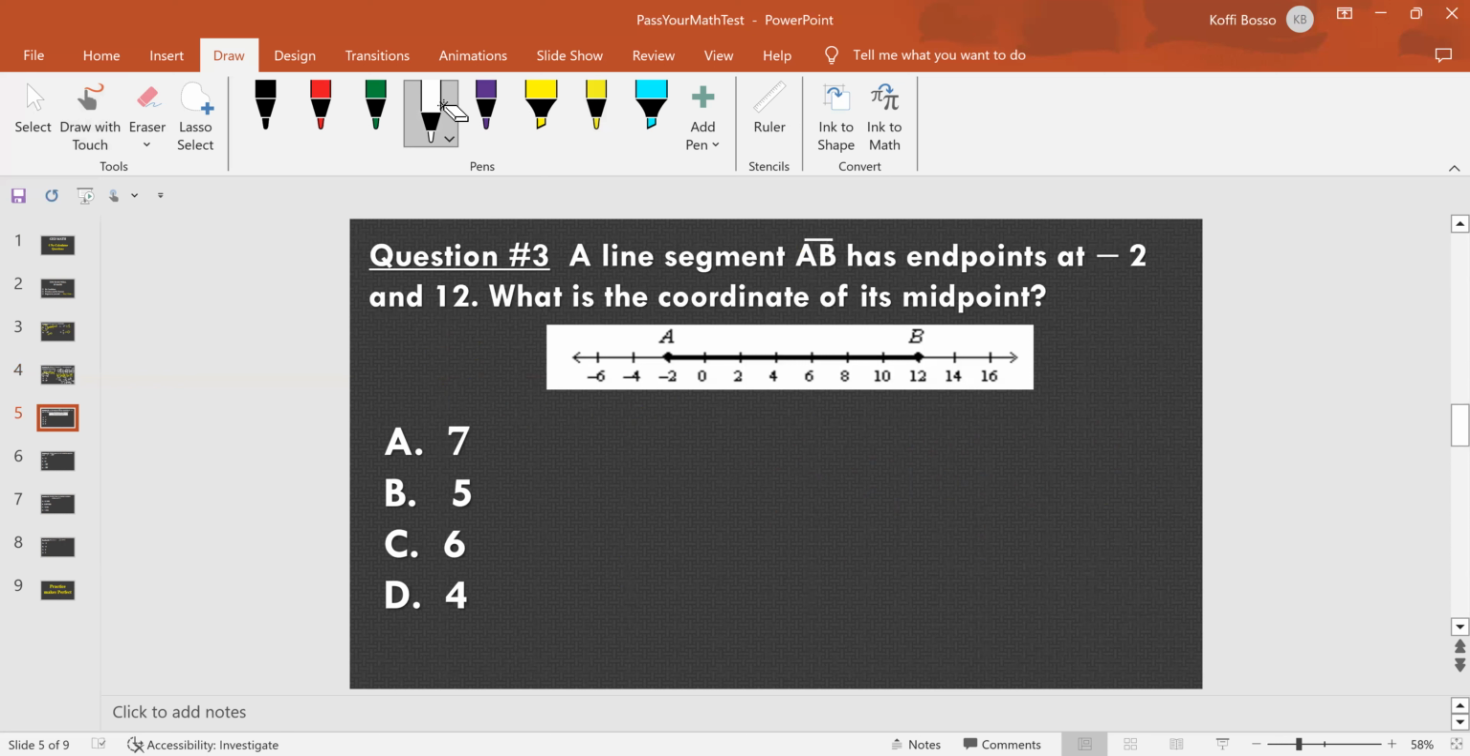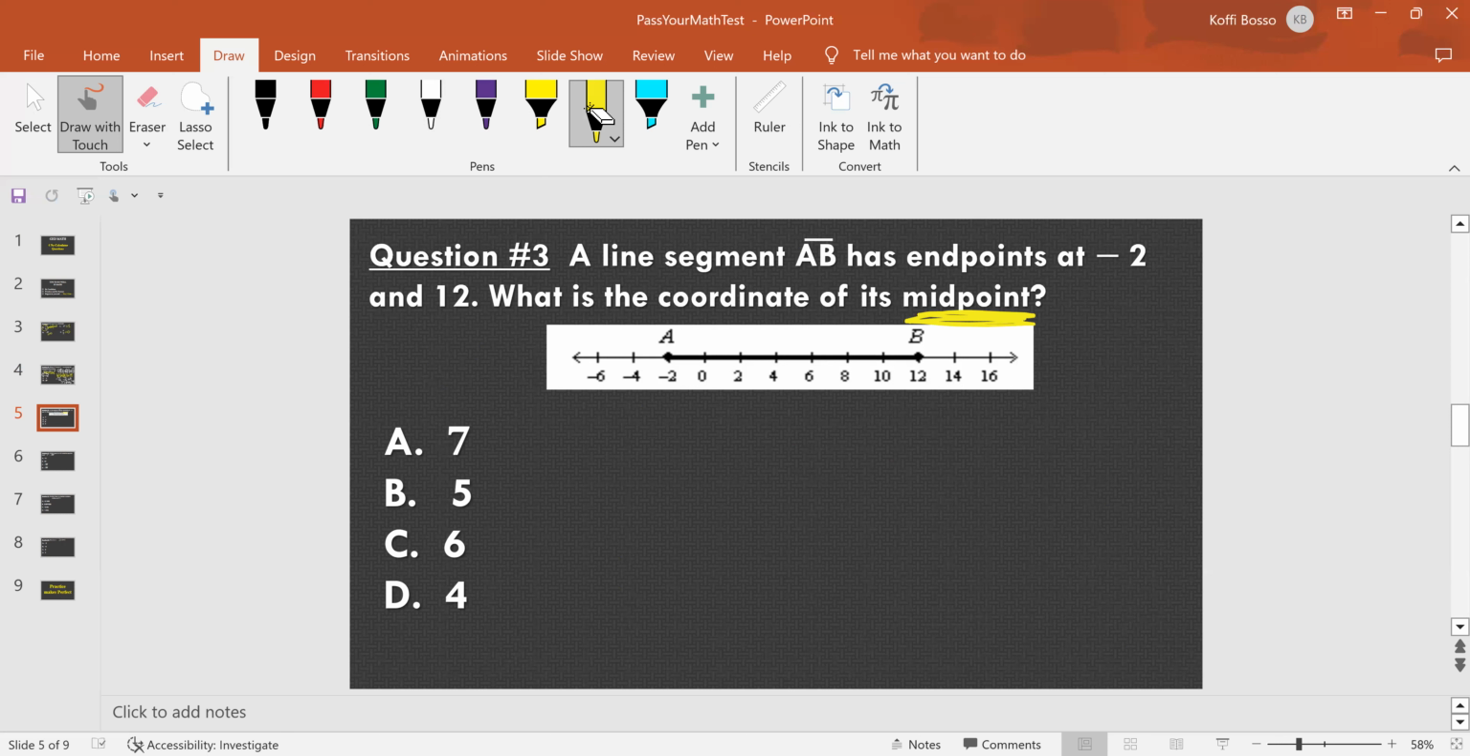The next question, question number 3. A line segment AB has endpoints at -2 and 12. What is the coordinate of its midpoint? A point in the middle of the line segment is called a midpoint, and we want to know the coordinate of that. Because we want to know the coordinate of the point in the middle, what I will check first is how many units separate the 2 points A and B.